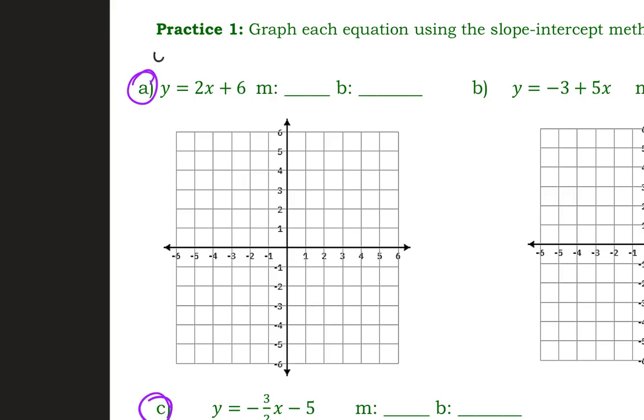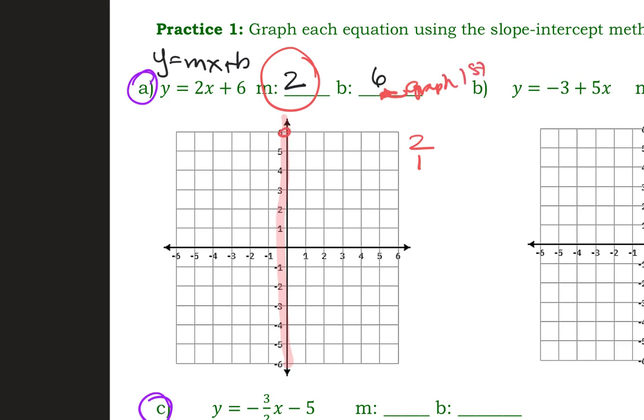If I put y equals mx plus b, what was your m? 2. Your slope is 2. Your y-intercept is 6. Now, your slope, if it's a whole number, you just put a 1 underneath. That's all you do. Reminder that when you're graphing the y-intercept, when you're graphing this first, because that's what you graph first, you're going to put that on that line.